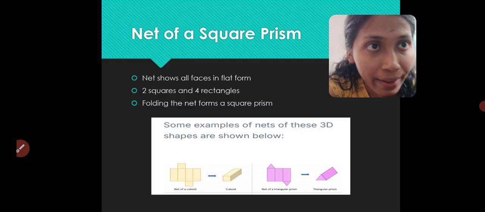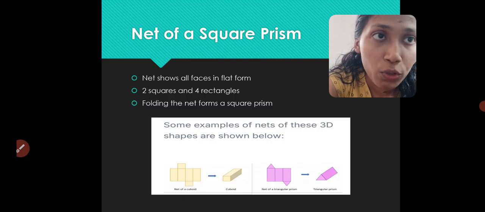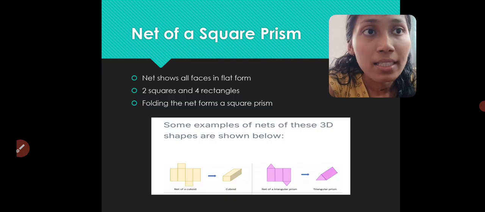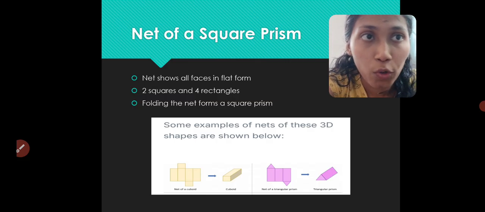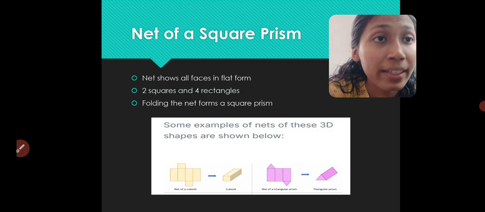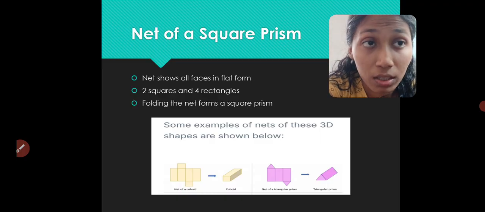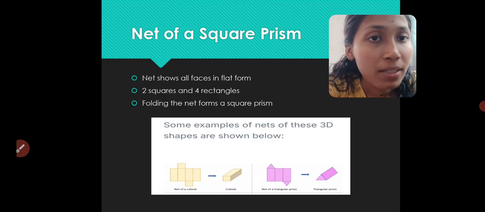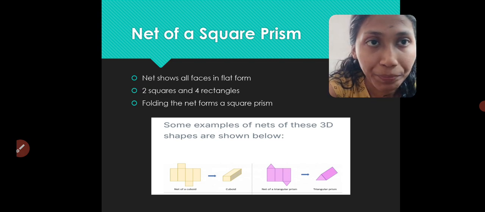When it comes to the triangular prism, there are 3 rectangles and 2 triangles. These 3 rectangles fold up to form the 3 lateral surfaces of the prism, and these 2 triangles fold up to form the 2 bases. So for this moment we can concentrate on the square prism. The square prism has 4 rectangles and 2 squares. Is that clear?